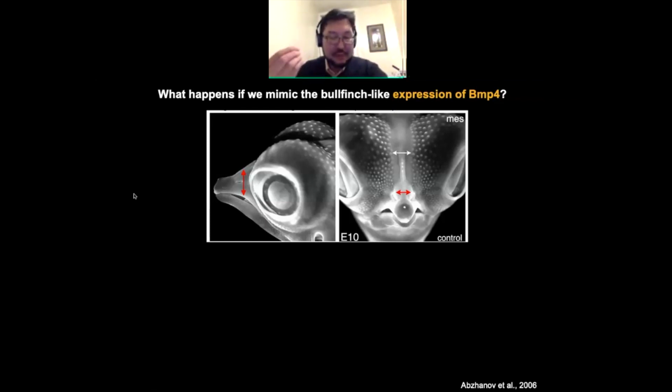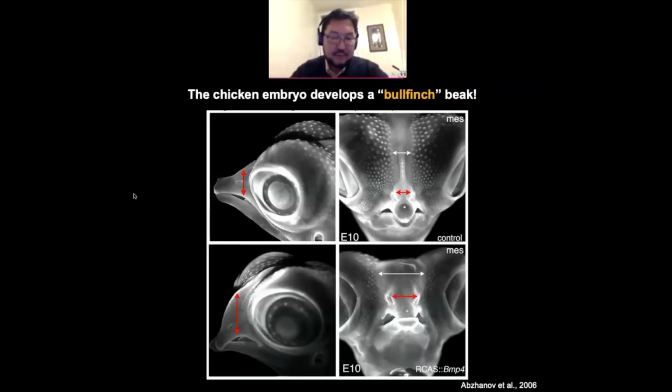What happens if we do exactly this? If we upregulate BMP4 and make its expression stronger and earlier in the chicken embryos, then they will develop a finch bill. This chicken embryo here has a much deeper and much wider bill than the normal chicken embryo. And if you do the opposite, if you downregulate BMP4, you get the opposite.